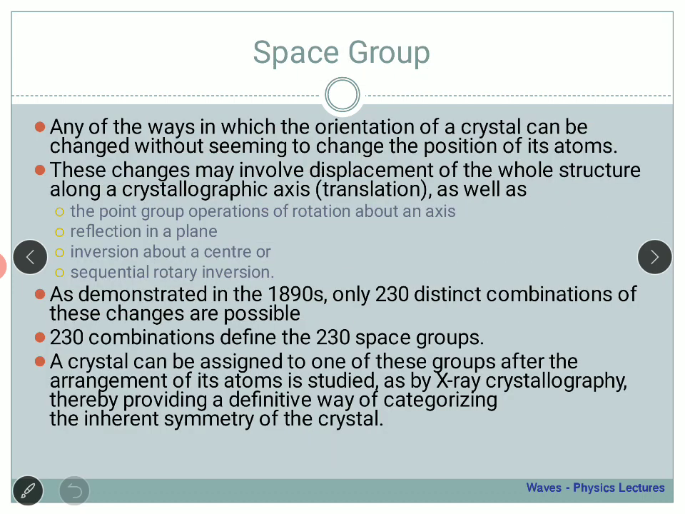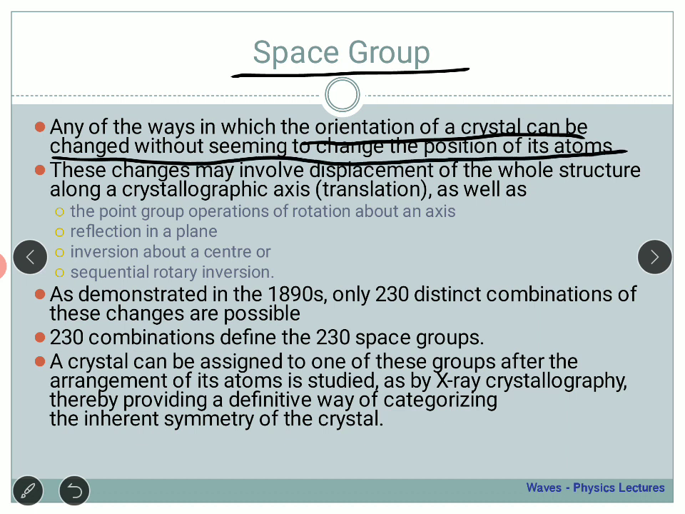Before we proceed to the Bravais lattice, we should also know something about space group. Group, point group, space group is actually a very huge topic. It obviously cannot be assembled in a single slide, but from this minimal understanding point of view, we are just going to look into a few points. Any of the ways in which the orientation of a crystal can be changed without seeming to change the position of its atoms is what is called the space group.